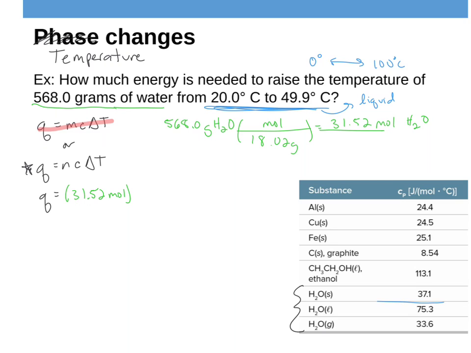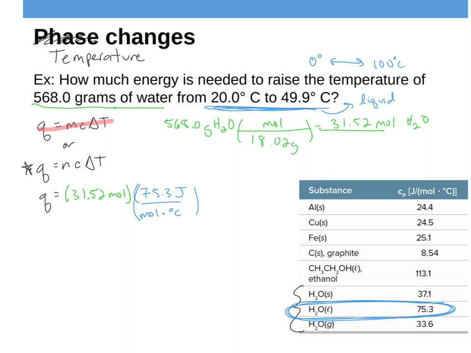So that means I'm going to select this value. Since I have liquid water at these temperatures, that's going to be my specific heat for water. So I'm going to put that in as my C. So I've got 75.3, and the units it told me were joules per mole degree Celsius. And then my delta T. Now I've got to figure out my delta T.